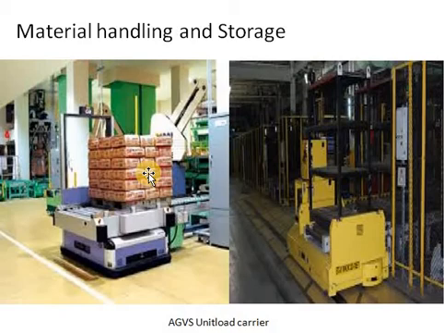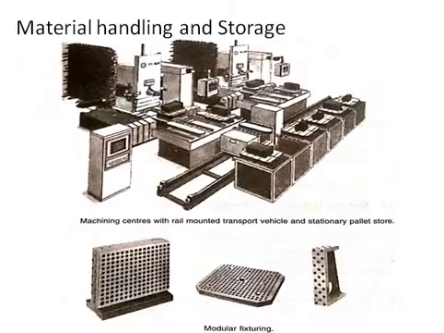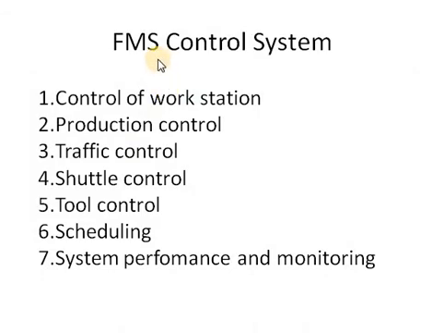If you see, this is what we have discussed about the three points: management system, tool holding and storage, and material handling and storage. Now, if we are talking about the computer control system in the flexible manufacturing system, all the elements in FMS, that is machine tools, material handling units and cutting tools, are to be controlled in real time.